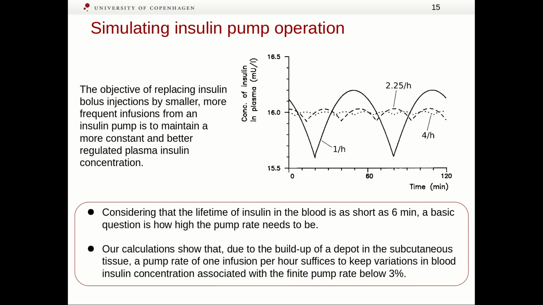And again, this was dealt with in the model some 30 years ago, and the result was that due to the build-up of a depot under the skin, there was a sort of smoothing out of the insulin concentration in the blood plasma, and the result was that one could operate with 1 pulse per hour or something like that, and still get a variation in the insulin concentration in the blood of a fraction, a few percent.